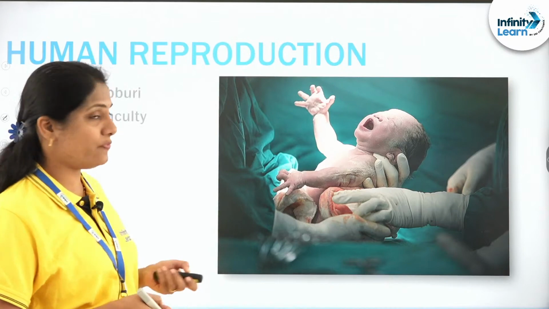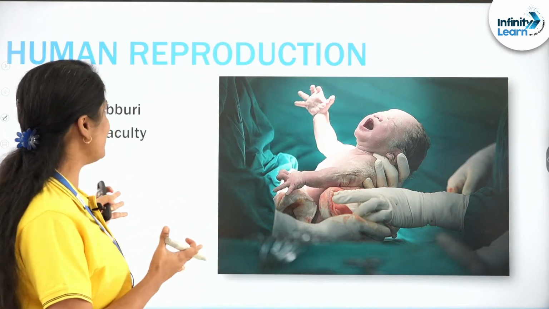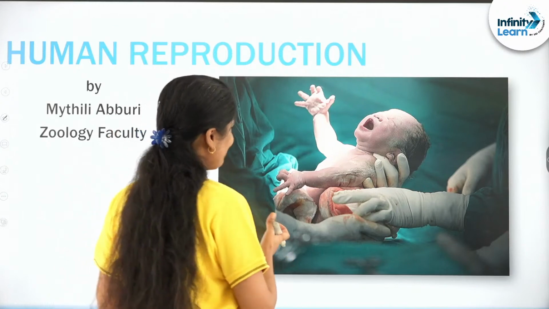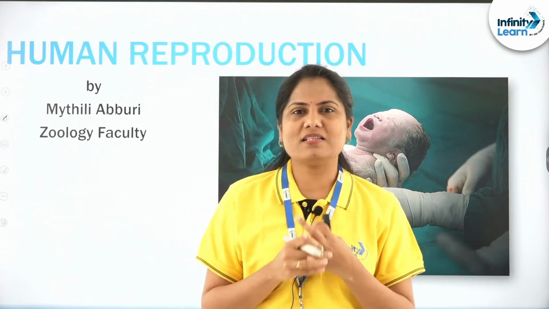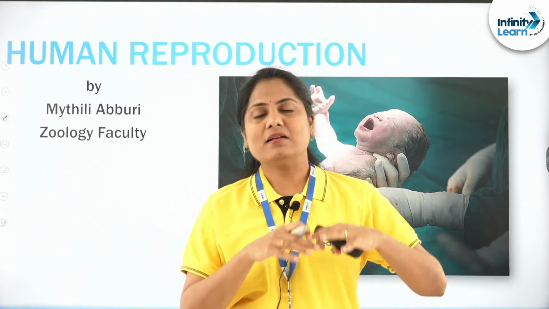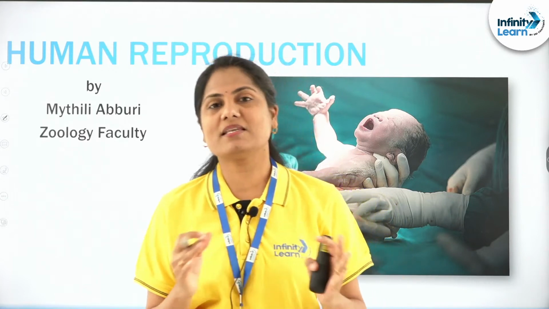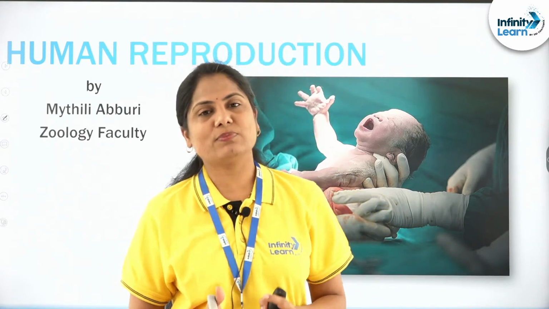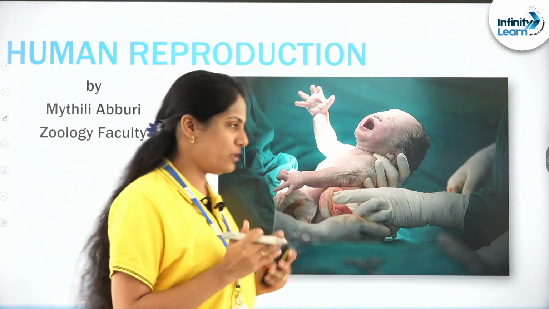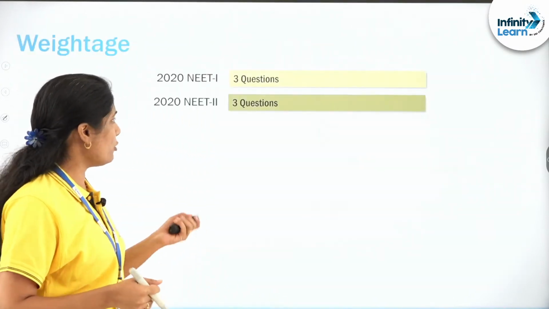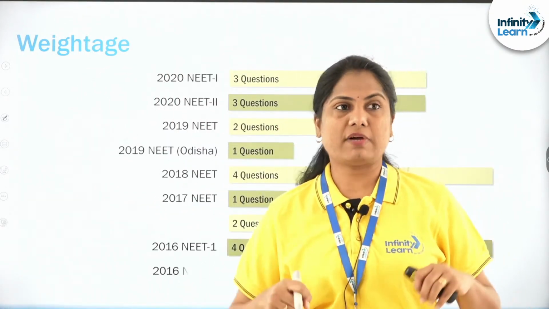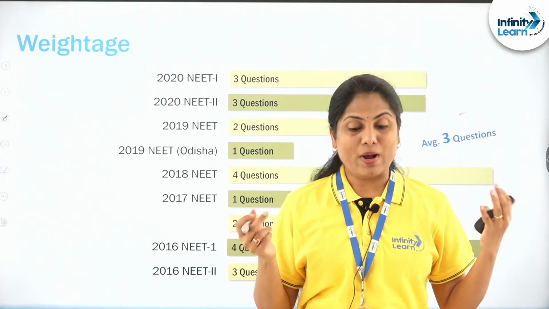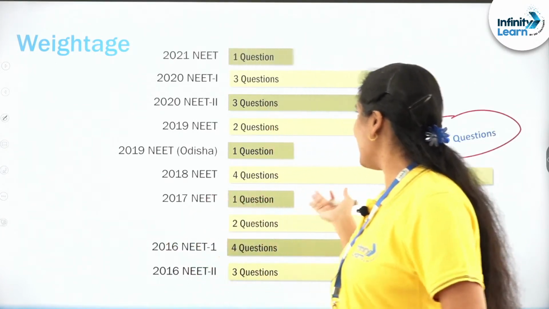So what is our particular lesson that we are going to deal with today? It will be the human reproduction. Look at that beautiful human baby that's just born. This is absolutely such a miraculous human body, and learning all about it is something that's amazingly beautiful. So human reproduction is something that we are going to start with today. When you look at the weightage, if you are asking why this particular chapter today, here's my answer for you.